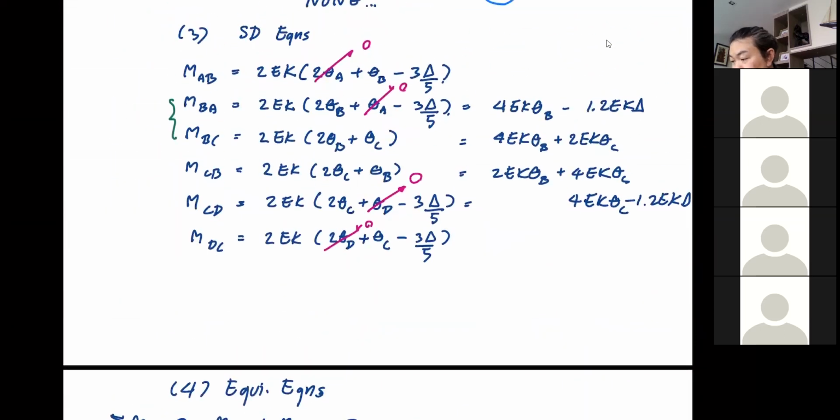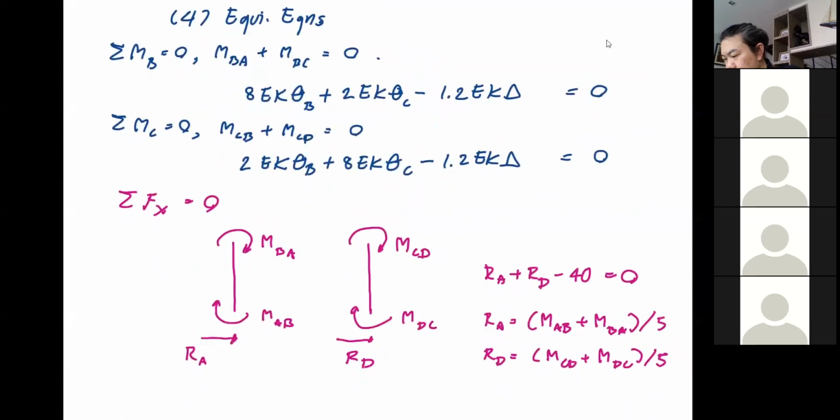So let's go back here and see. We have MAB and MBA already. Please notice how we can use the equation to obtain the reaction or the shear force. Now it is going to be the moment equation in the one member. So this becomes 2EK theta B minus 1.2EK delta. And likewise here, it's going to be 2EK theta C minus 1.2EK delta. So it has a similarity, if you can notice. When you add them up, it's going to be 6EK theta B minus 2.4, right?